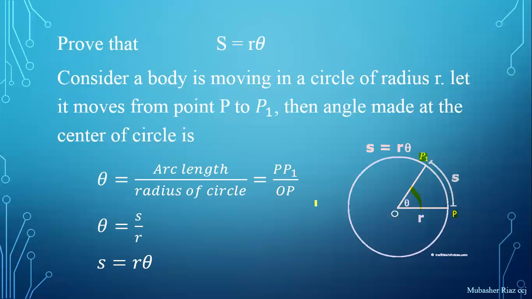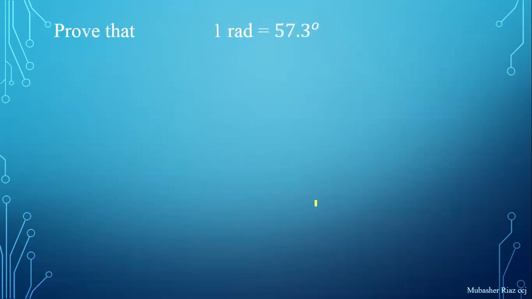Where r is the radius of the circle. And there is another short question. Prove that 1 radian is equal to 57.3 degree.